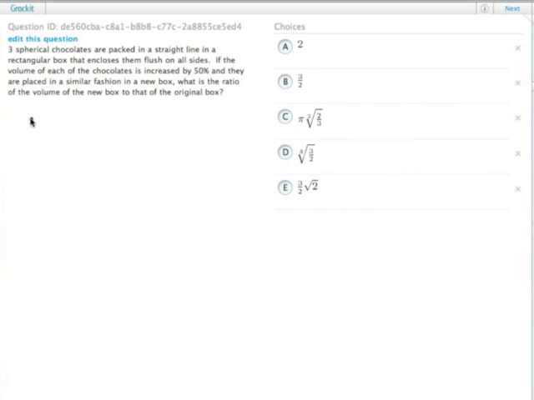Wow, 3 spherical chocolates packed in a straight line. So we can kind of imagine it this way. I probably should have drawn the spheres first. Anyway, these are chocolates.